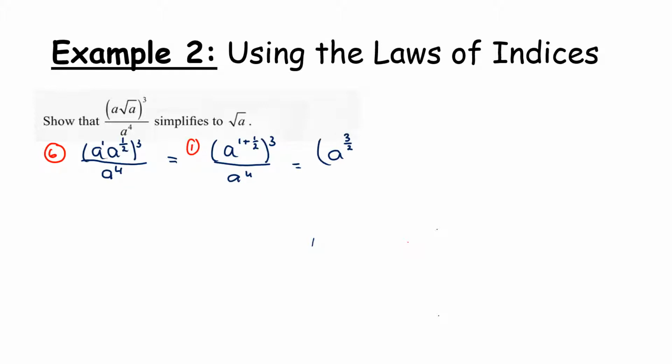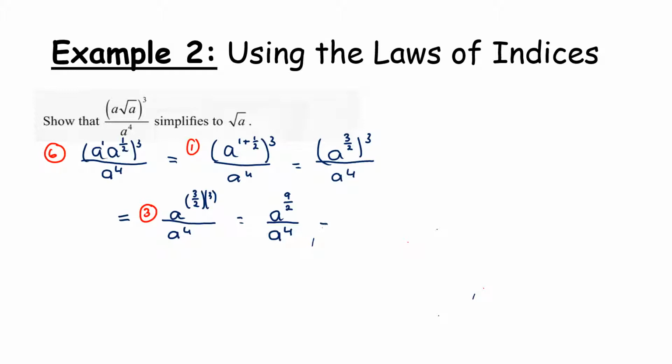And I would suggest in all cases to work with top-heavy fractions as much as possible. So the next thing I'm going to do is clean up this top line, and in order to do that, we're going to work with law 3. Law 3 states a to a power to another power, we multiply our powers. So we get a to the power of 3 over 2 times 3, all over a to the power of 4. Let's clean this up. We get a to the power of 9 over 2. Remember, keep it top heavy. All over a to the power of 4.